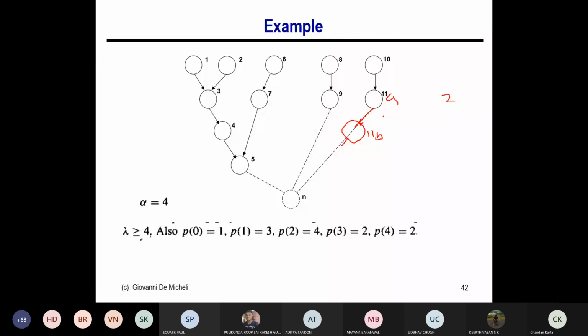Because Hu's algorithm is fixed, it actually assumes unit delay. To map your multi-delay operations into that, this is one possible way to solve it. But in this approach, it is not guaranteed that 11B will be scheduled in the next cycle after 11A, right?